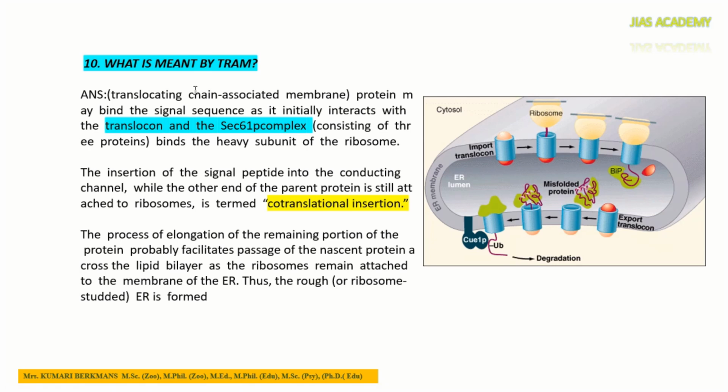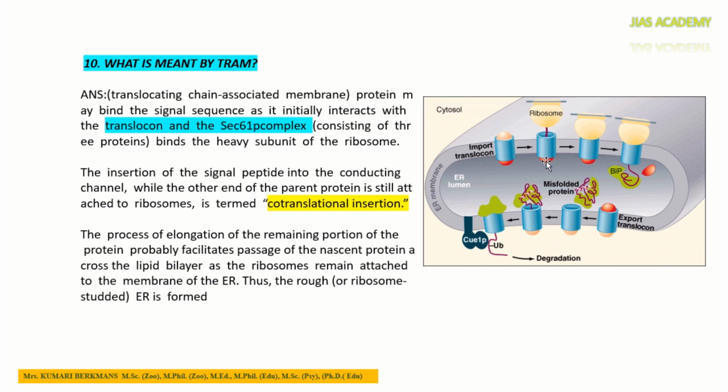What is meant by TRAM? Translocating chain associated membrane. It's a protein. It may bind the signal sequences as it initially interacts with the translogon and the Sec61 complex, consisting of 3 proteins which bind the heavy subunit of the ribosome.